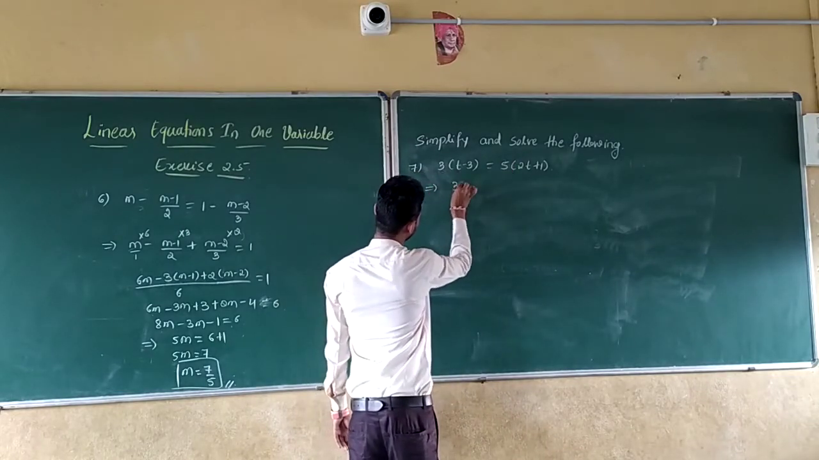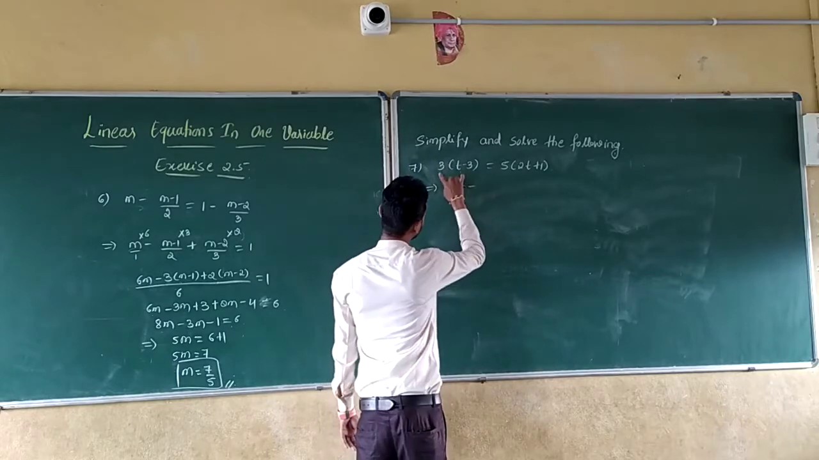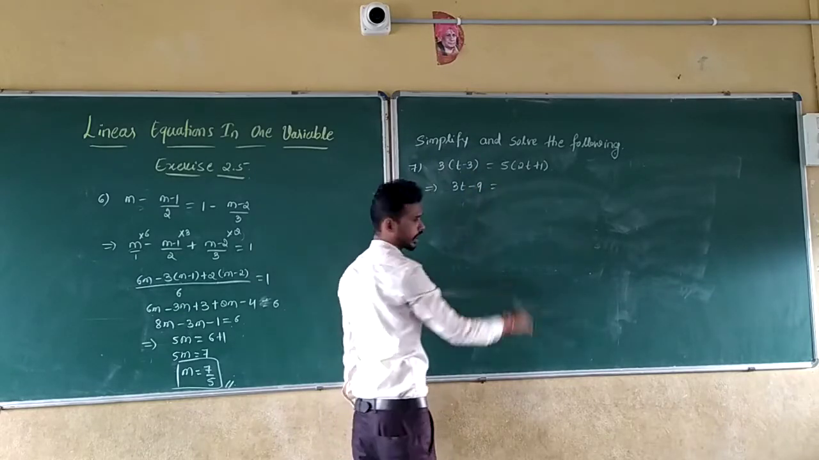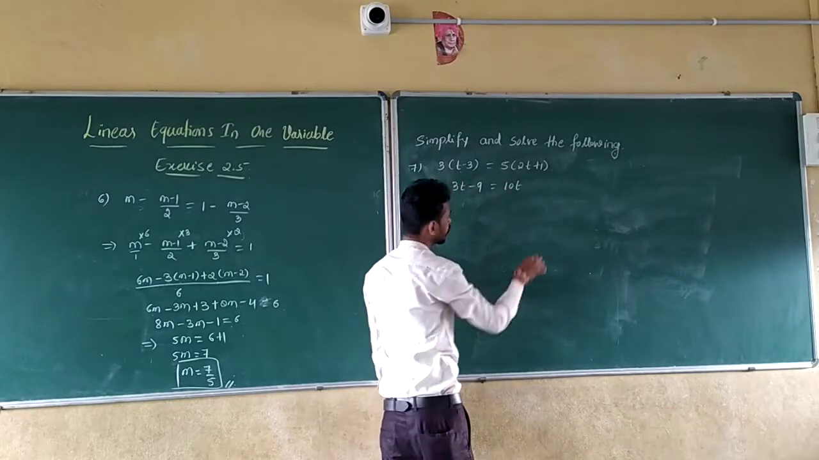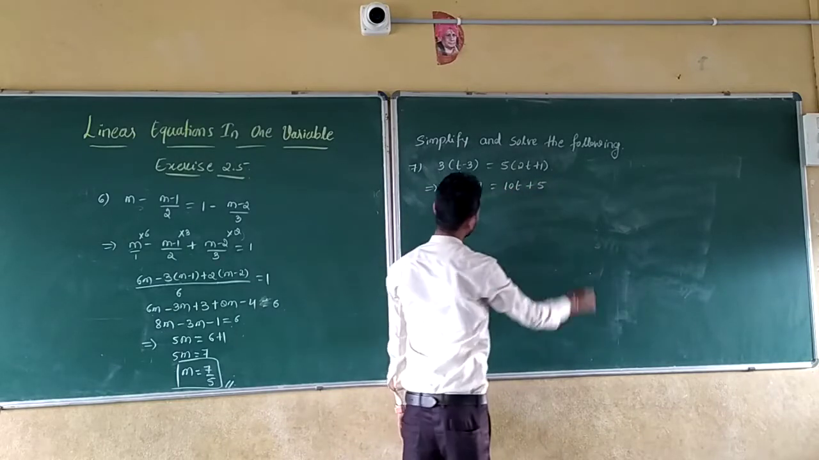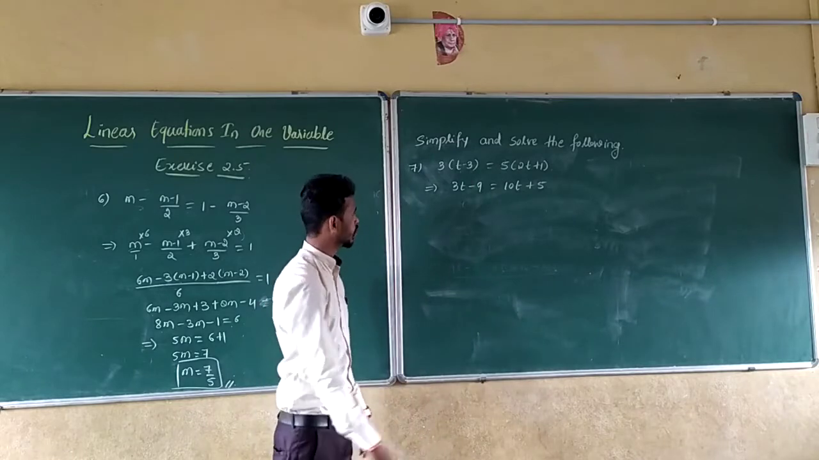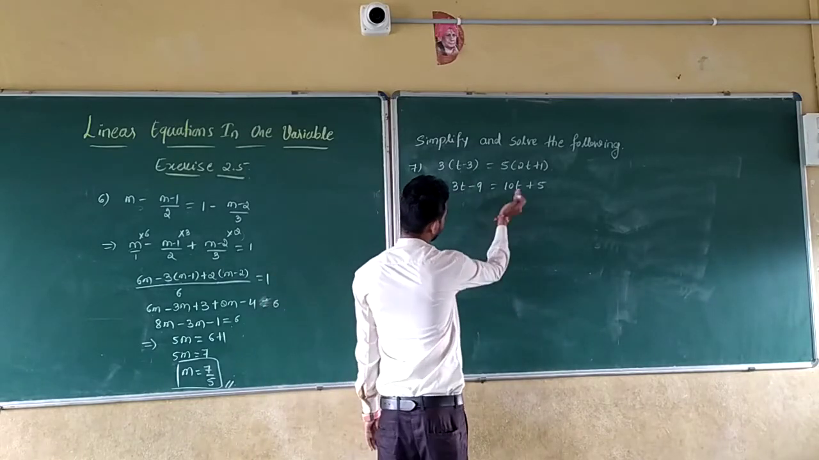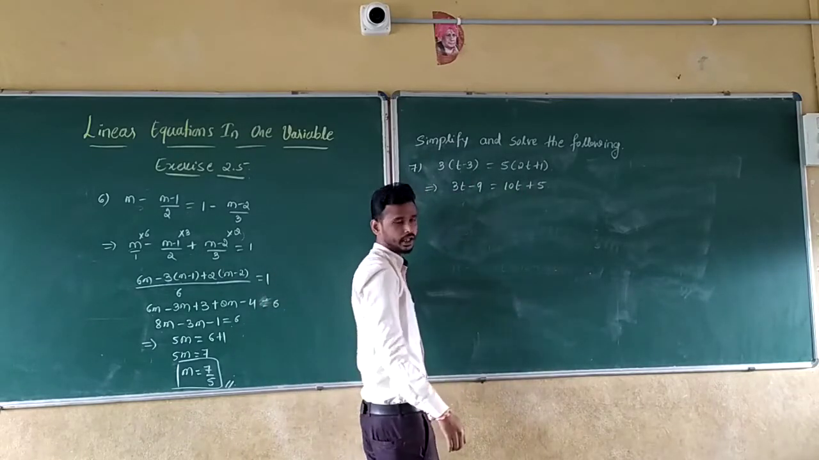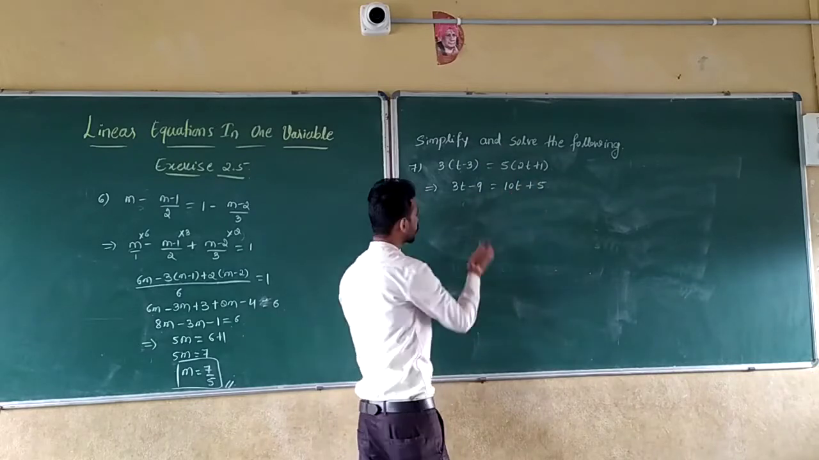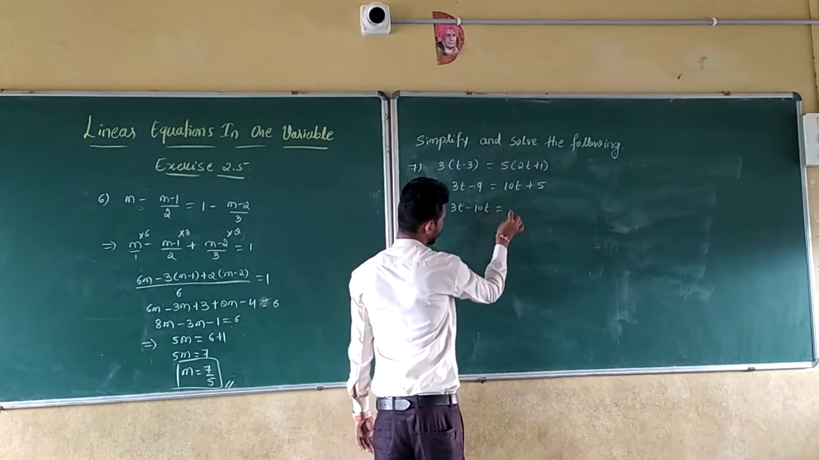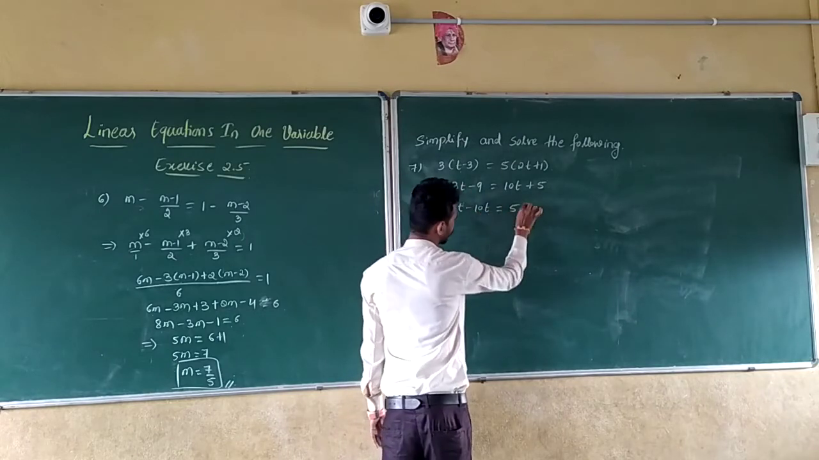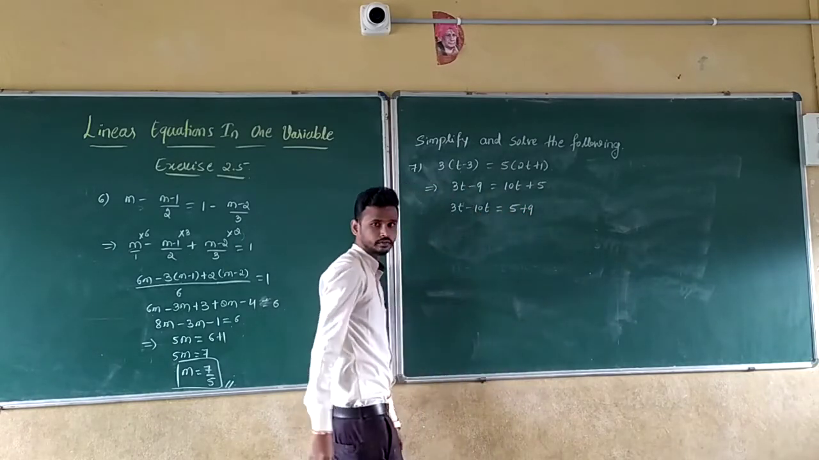3 into t, 3t, minus 3 3s are 9. 5 into 2t, 10t, plus 5 1s are 5. So now, bring minus 10t to the LHS and take 9 to the RHS. What you will get? 3t minus 10t, which is equals to 5 minus 9 will become plus 9.